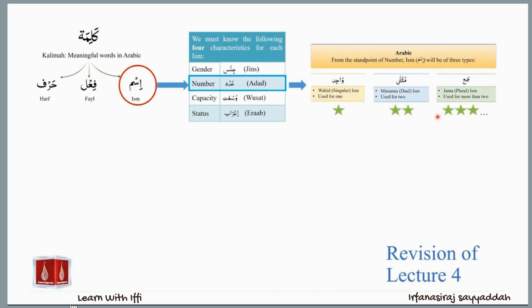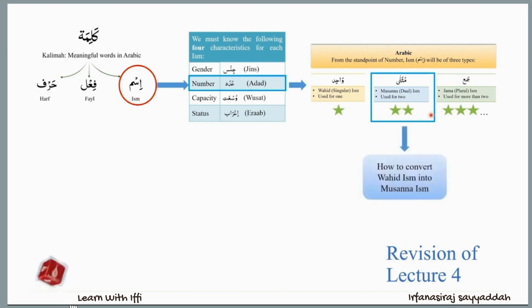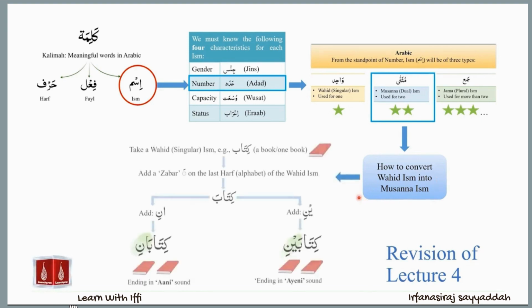In the last lecture, we did a detailed study of musanna or dual ism. We studied how to convert wahid ism into musanna ism, or how to convert a singular ism into dual ism. For this, we used the example of the ism kitab, and we studied a formula to convert kitab, which is singular, into its dual or musanna versions.